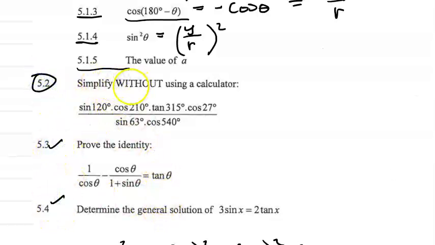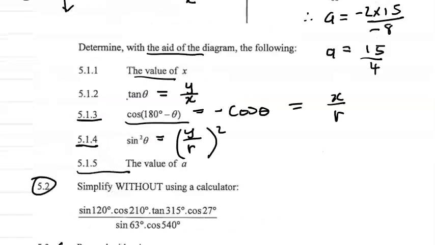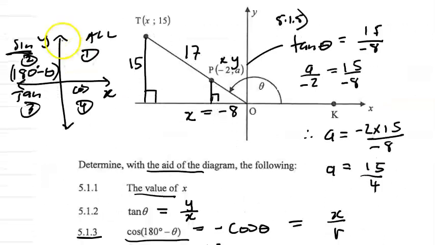So let's look at simplify without using a calculator. So once again, reduction formulas here. Sine of 120, we have to use our reduction formula. Where does 120 lie? Remember that 120 lies here. 0, 90, 180, 270, and we come all the way back to 360. So 120 lies in the second quadrant. So that means we have to use the formula 180 minus theta.